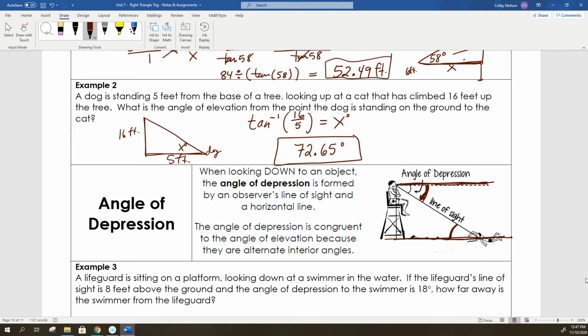So anytime you're setting it up and you get some angle, and you're like, oh, so the angle of depression is such and such, you always just use the angle of elevation that is alternate interior with that one. All right, so we'll do example 3, and then you'll see what I mean here.